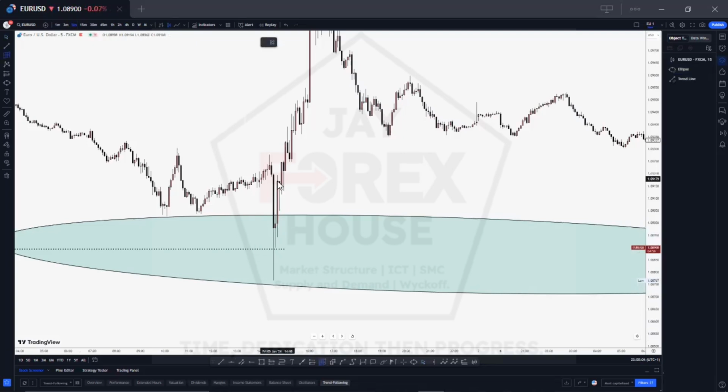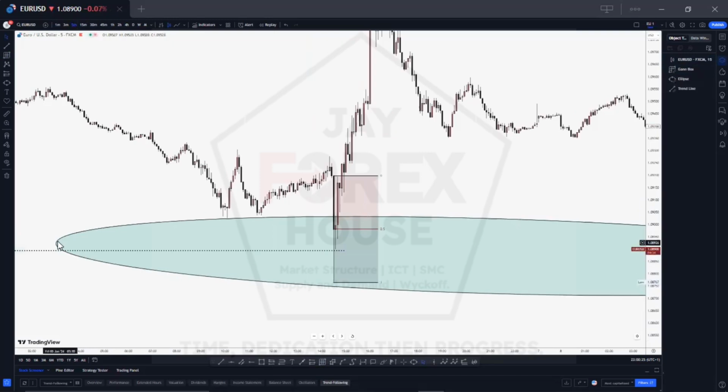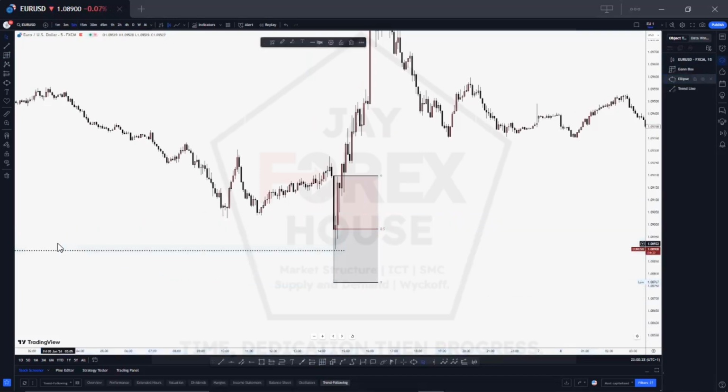For me, most of the time I use this tool, which gives me the 50% level of that candle. All right, so the candle I'm drawing is the candle that caused the manipulation, which is this one. All right, this was the one that took the entire liquidity of this point. Let me see if I can grab this.